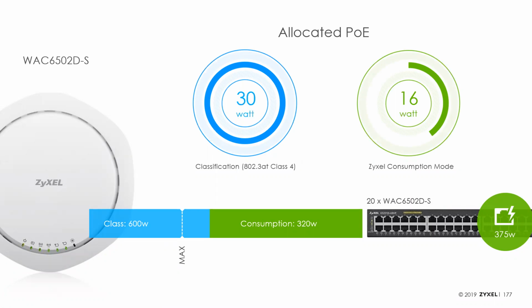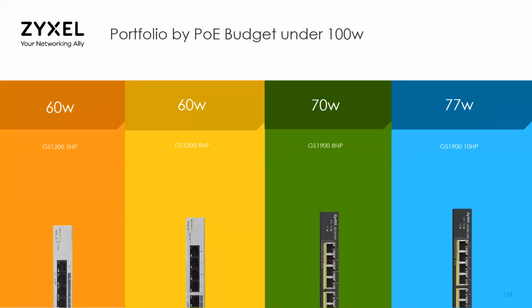So in this case here, our WAC 6502D-S, if you just followed the 802.3 standard, it would classify itself as a Class 4 device, and the switch itself would reserve 30 watts of power for each AP. But if you just went by allocated PoE, we would only reserve 16 watts of power for each AP, nearly doubling the number of APs that you could power for that same power budget.